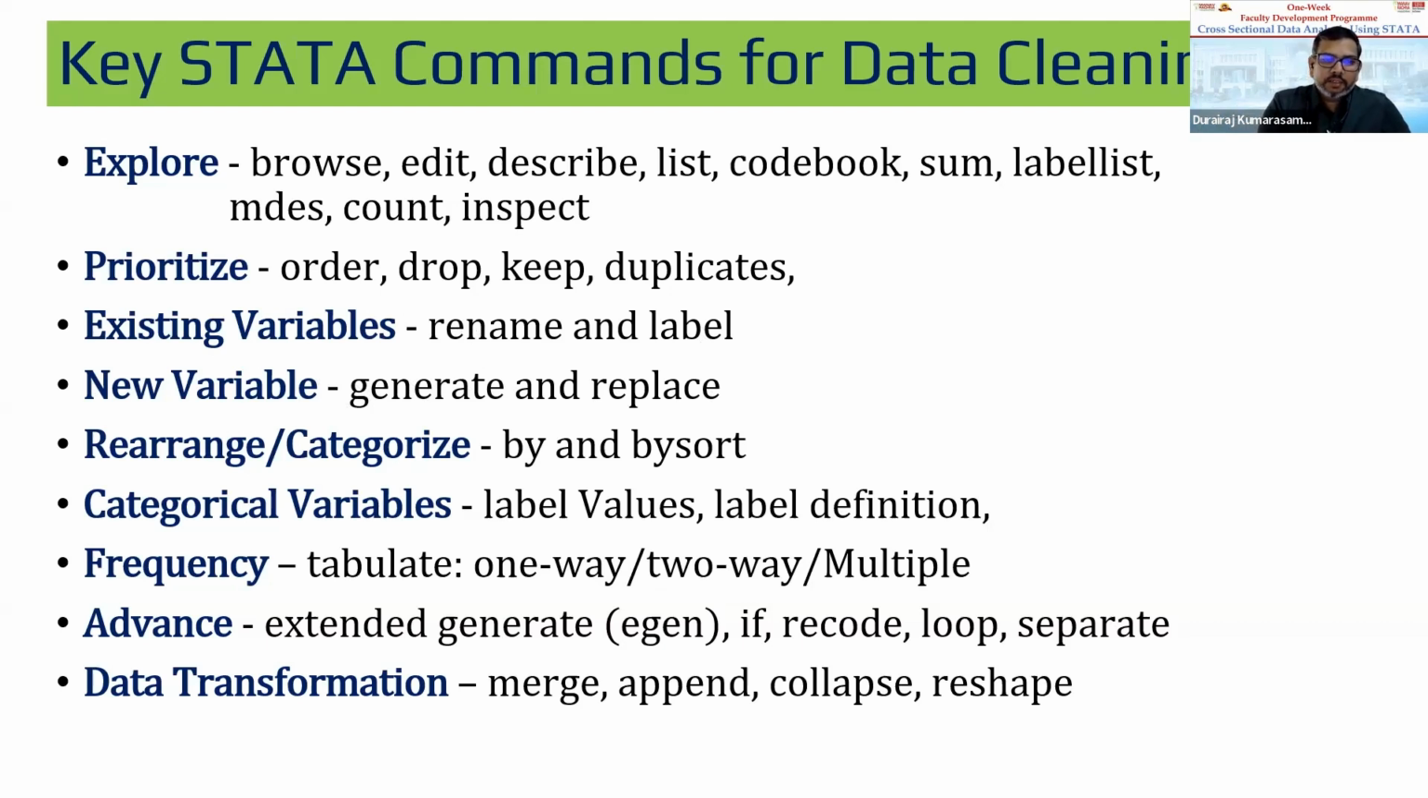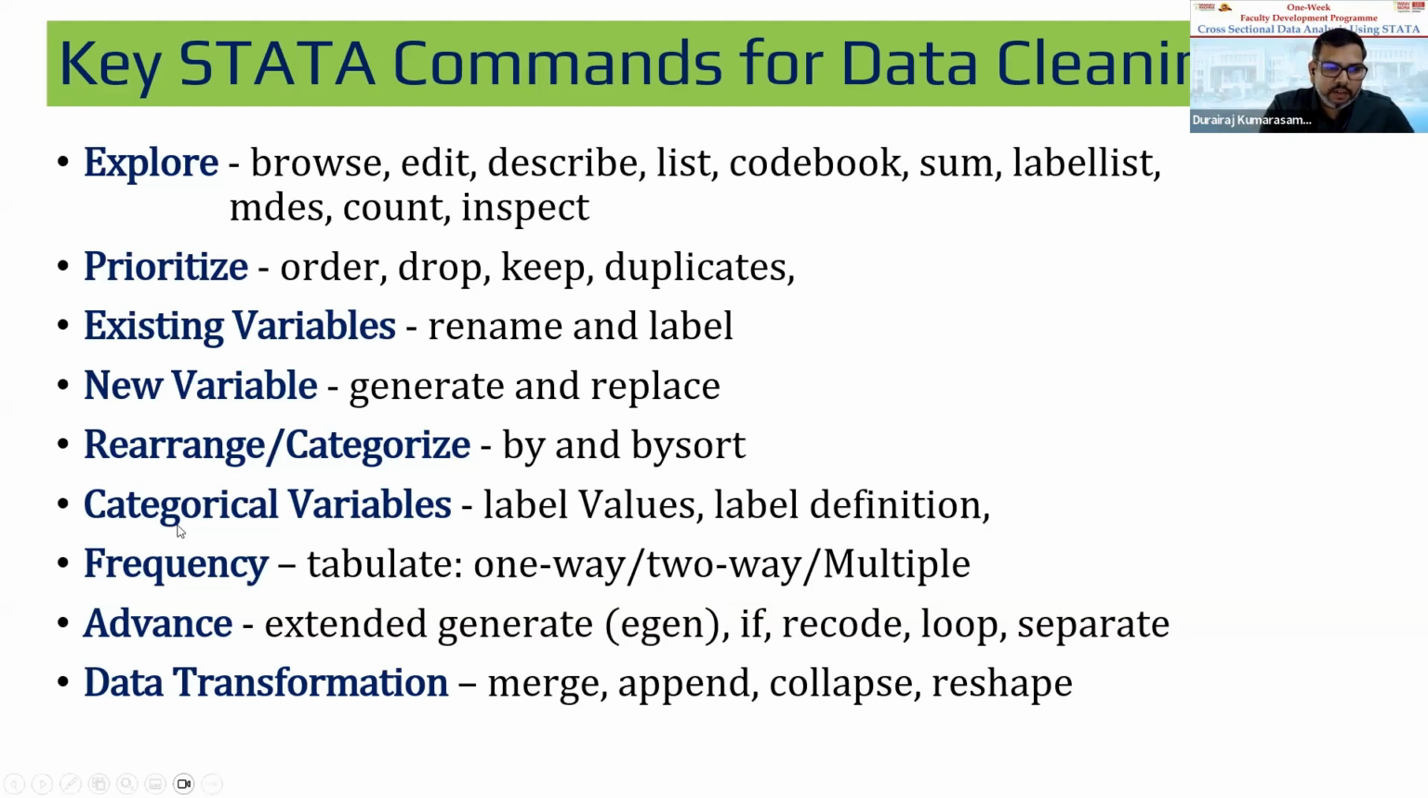Now, mostly in the cross-section data, you always have a lot of categorical variables. For example, you have state ID, district ID. Now you want to arrange the data state-wise. So that is where by and bysort are used to categorize or rearrange the variables in a data set so that you are able to see visually, go to the browser and edit, or you can even try to do certain analysis by using the command by or bysort as well.